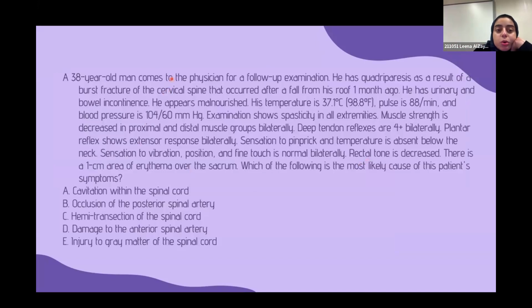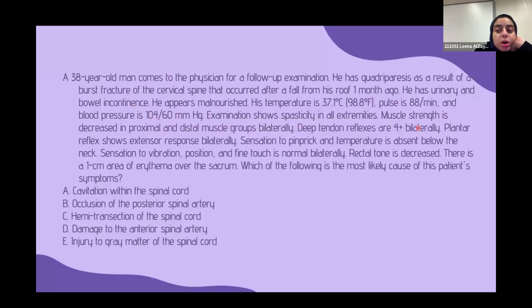A 38-year-old man comes to the physician for a follow-up examination. He has quadriparesis as a result of a burst fracture of the cervical spine that occurred after a fall from his roof 1 month ago. He has urinary and bowel incontinence. He appears malnourished. His temperature is normal. His pulse is normal. His pressure is 104/60. Examination shows spasticity of all extremities. Muscle strength is decreased in proximal and distal muscle groups bilaterally.